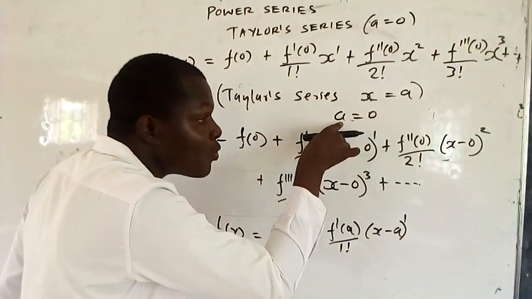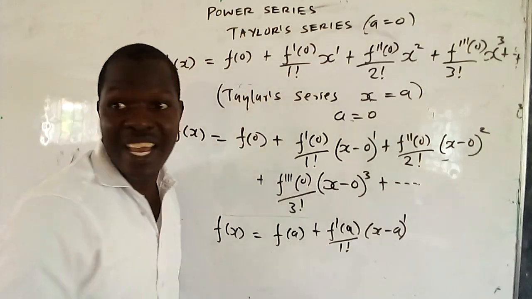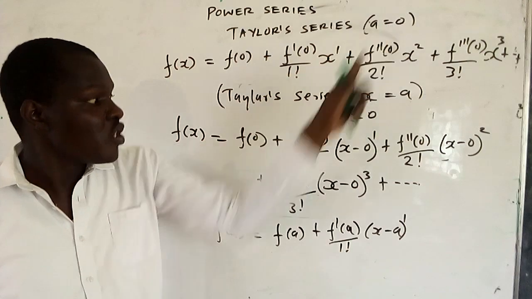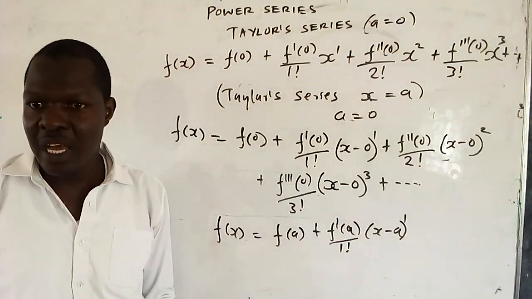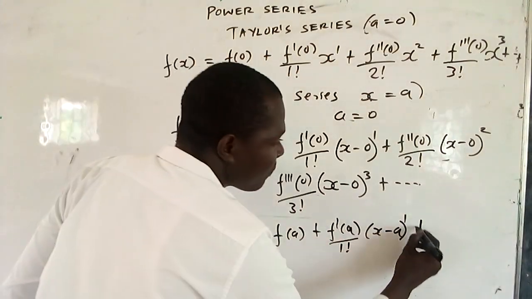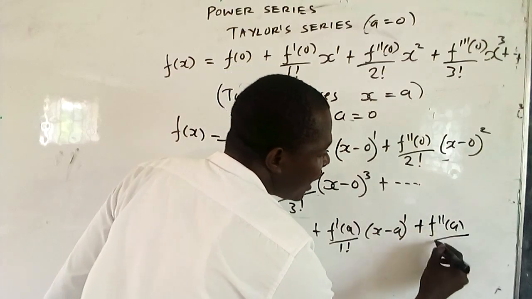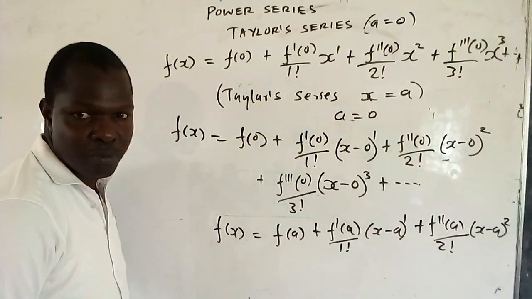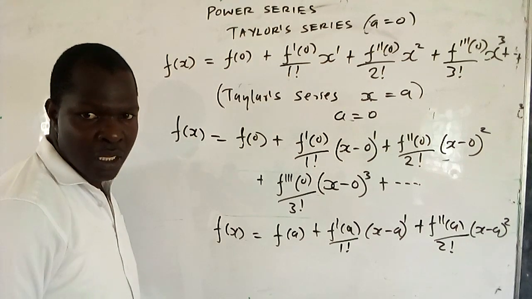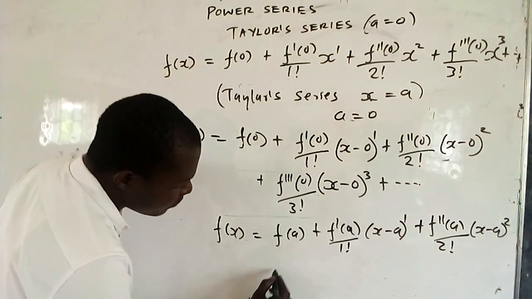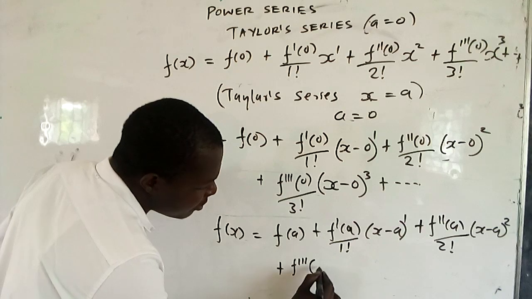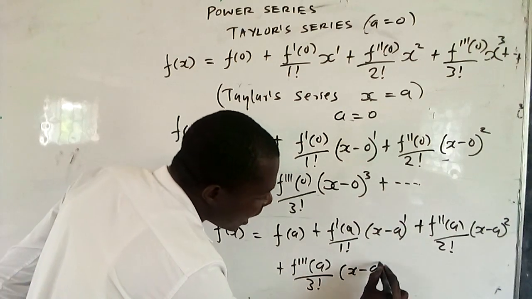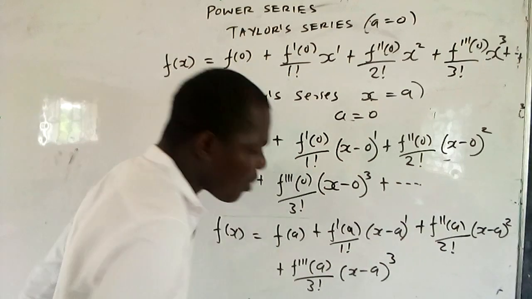a. Anywhere you see 0, you put a, because this was at a point when a is equal to 0, isn't it? Now when we get back to our a, where you see 0, you put back your a. Are we together? Then you go plus f double prime of a over 2 factorial, then x minus a is now squared, isn't it? Are we together? Yeah. You move on, then plus f triple prime of a over 3 factorial, then our x minus a is now raised to power 3.